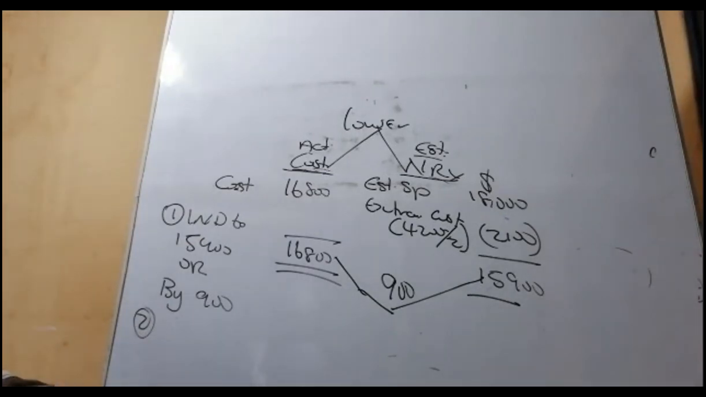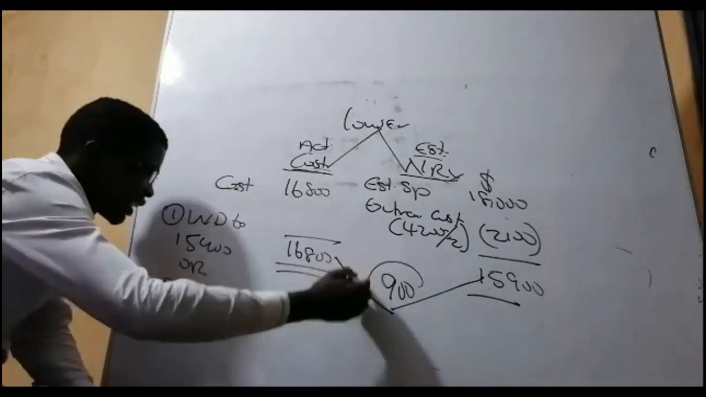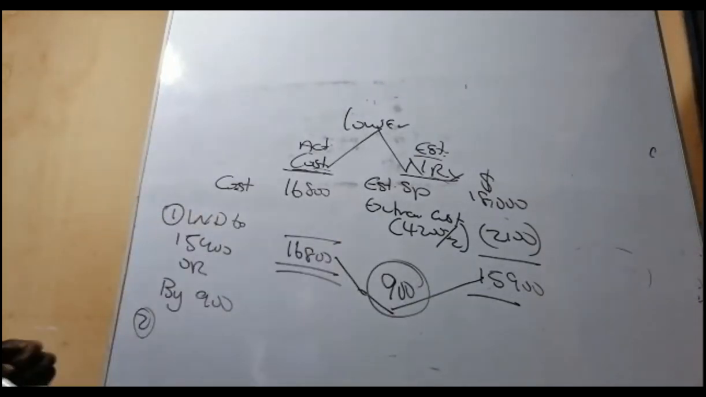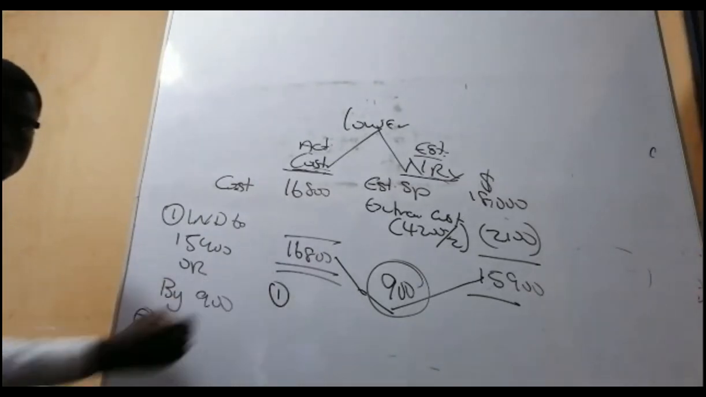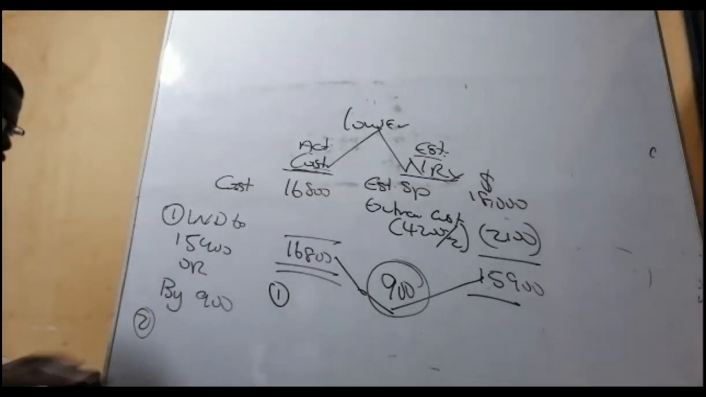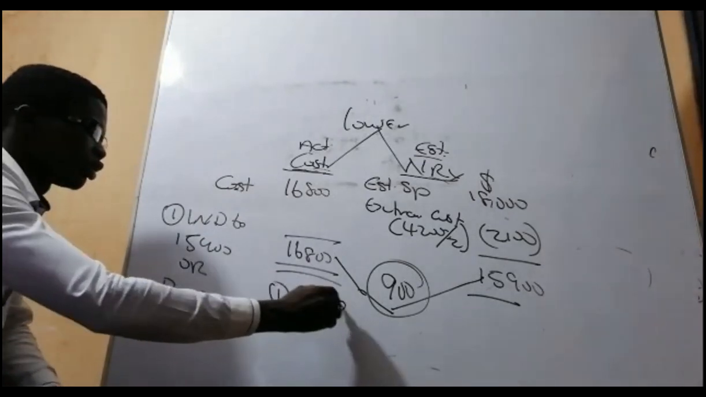Now, what is the accounting treatment? The accounting treatment is that first, this 900 is an expense to us. It must be added to the cost of sales. It's a direct cost, so we add it to the cost of sales. That's the first treatment, if they should ask you. So treatment number 1: add it to the cost of sales.